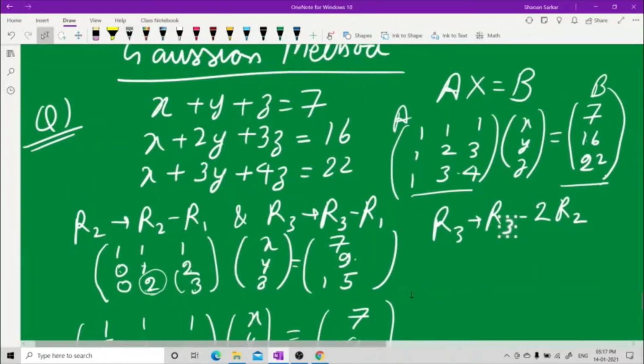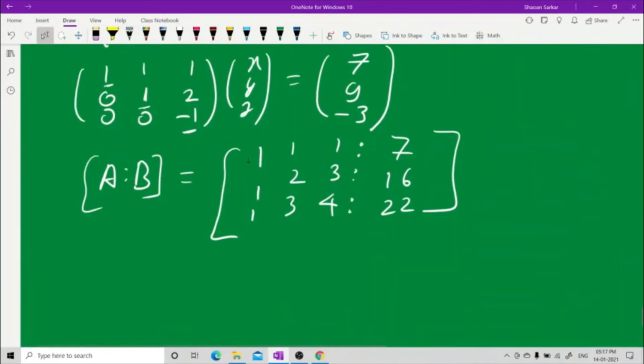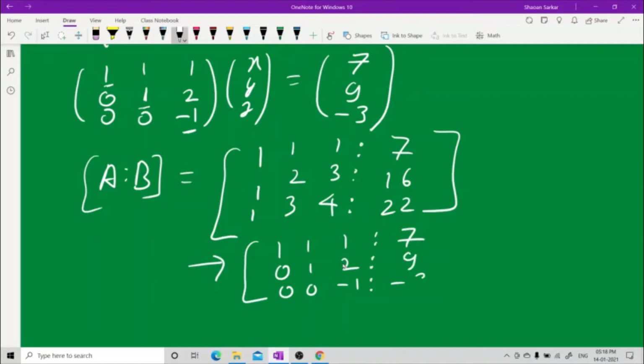Okay. So these three operations will give me the same type of result. Either you do it this way or this way, if I use the same row operations, this whole thing will reduce down to: 1, 1, 1, 0, 1, 2, 0, 0, minus 1, then 7, 9, and minus 3.